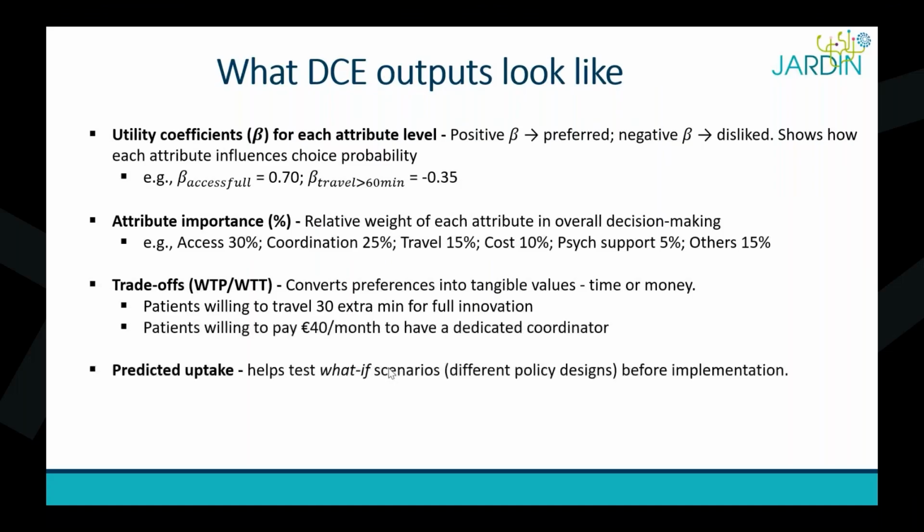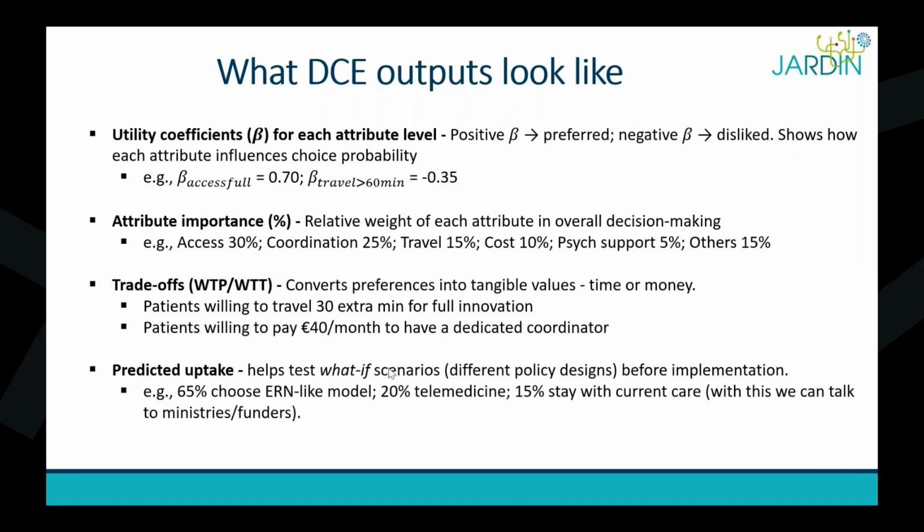Okay, then what type of output do we expect? And then I will go through the different steps, particularly focusing on this specific project. So there are a number of metrics that we can derive once we get the discrete choice experiment data. One is the utility coefficient for each attribute level. And then we see whether that is positive or negative. If it is positive, it means that attribute is preferred. If it is negative, it is less preferred.